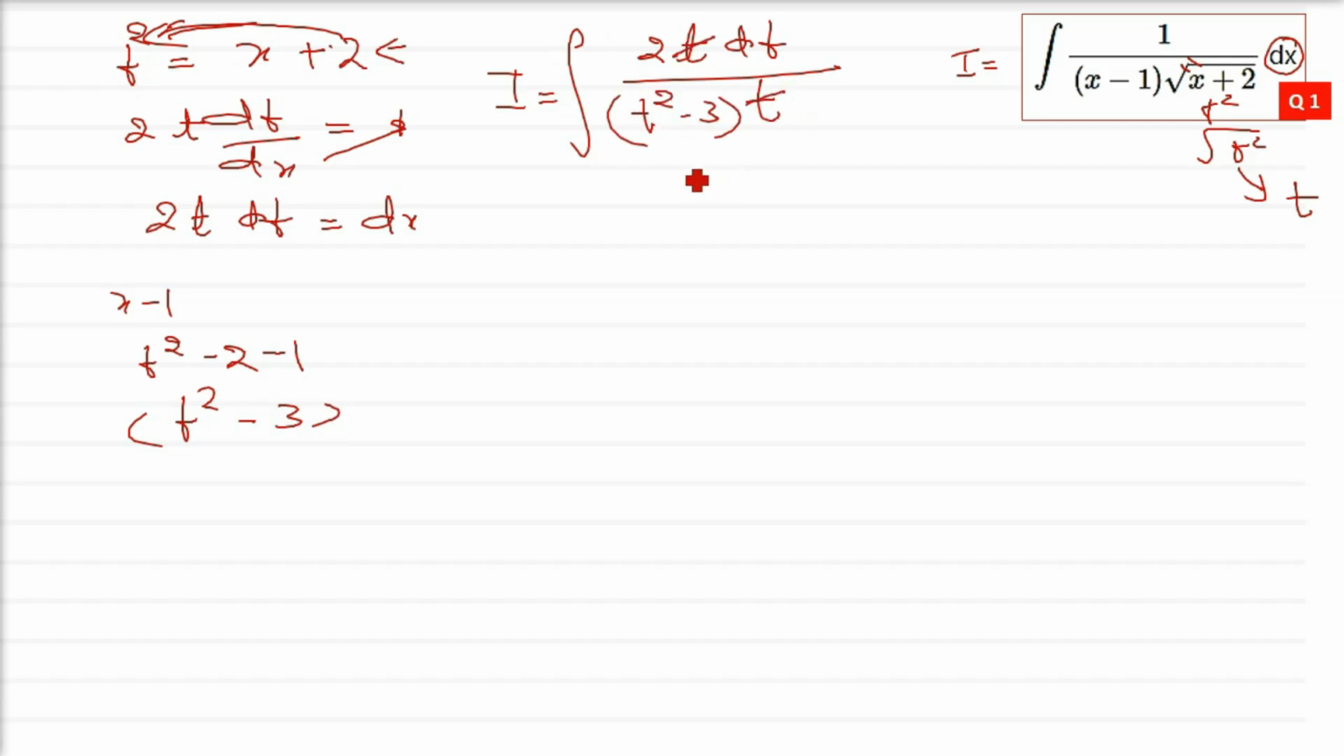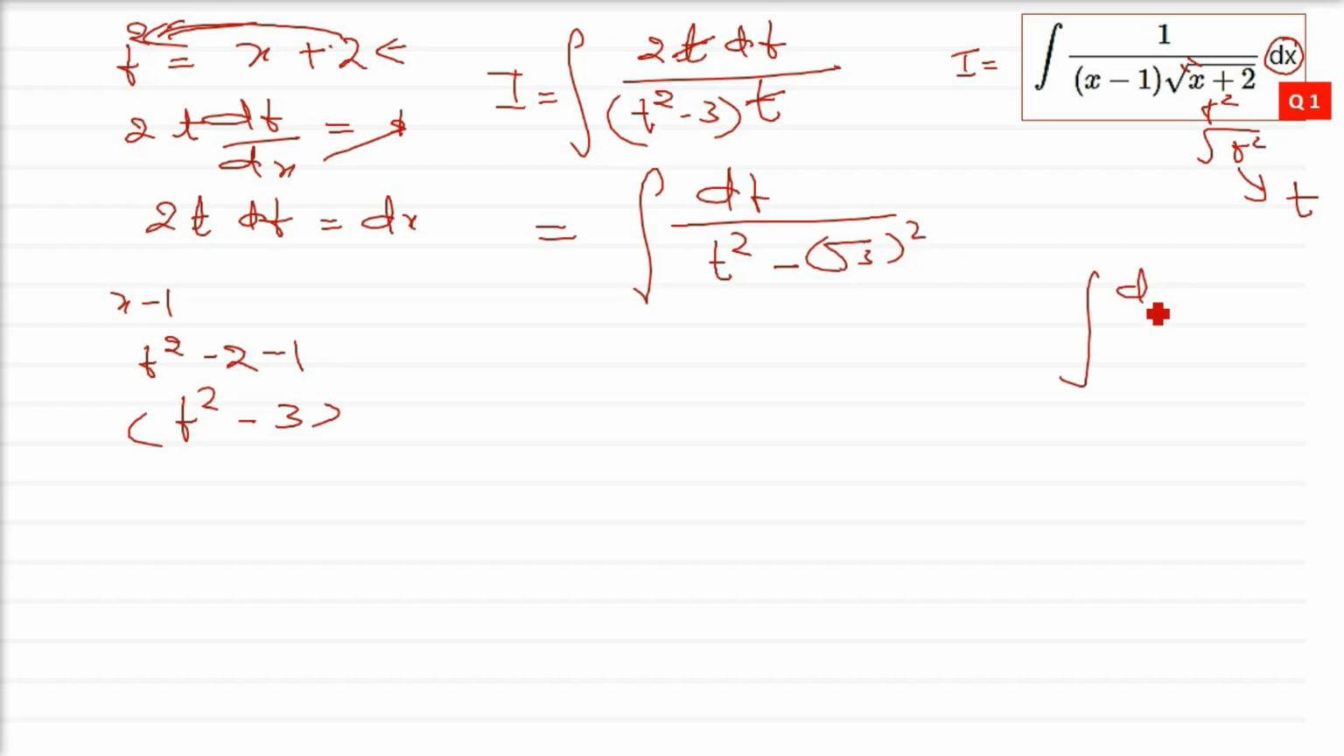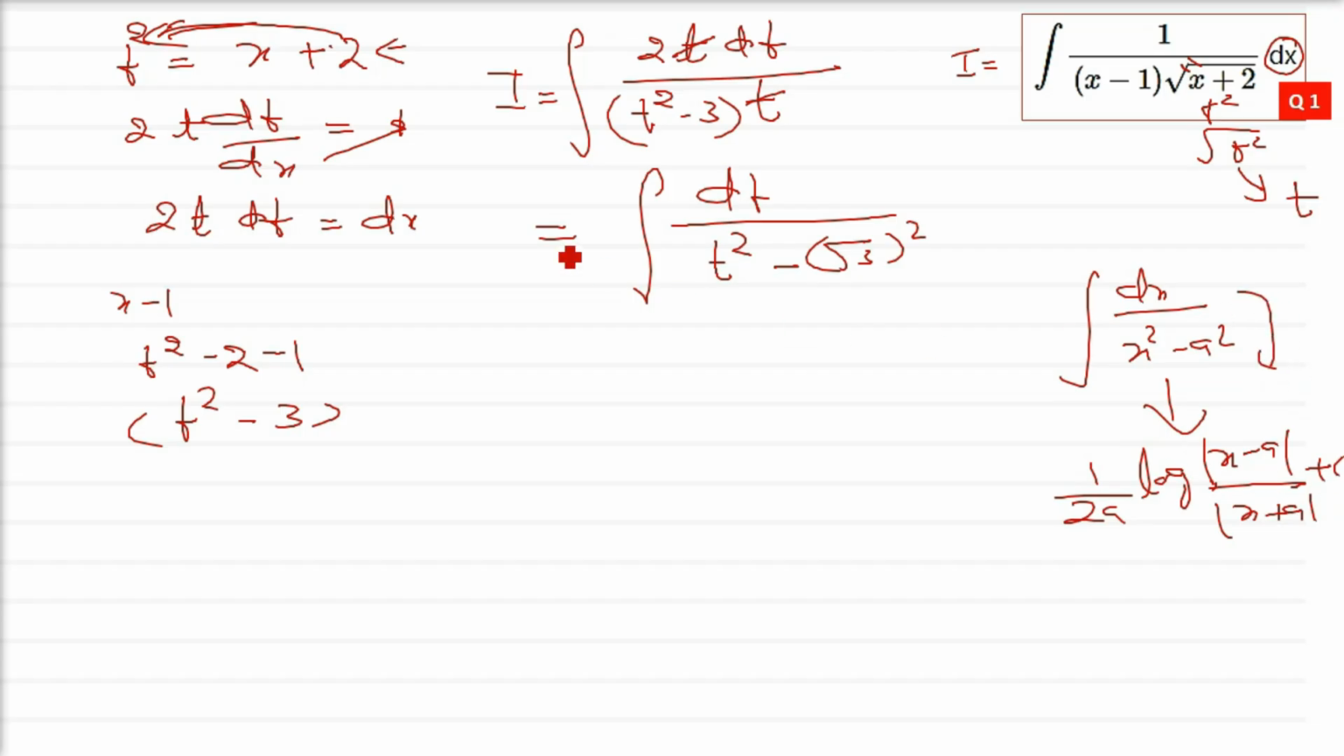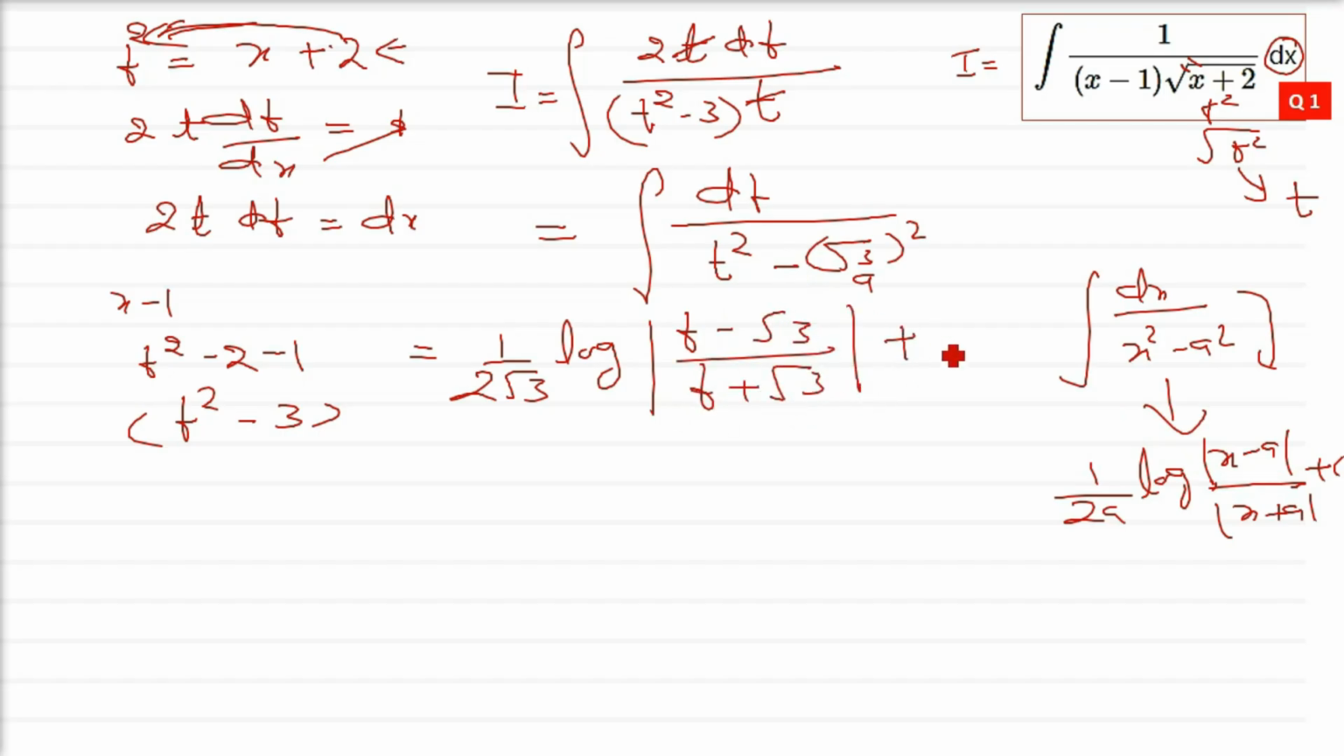Now t t gets cancelled. This dt integration, this t square minus 3 can be written as under root 3 whole square. That means integration of dx divided by x square minus a square has a direct result which we have proved also. 1 by 2a log of x minus a divided by x plus a. Everything inside log will be inside a modulus sign. A we will take as root 3. So 1 by 2a, 1 by 2 root 3 log, what is x here? T. T minus root 3 divided by t plus root 3 plus a constant of integration.